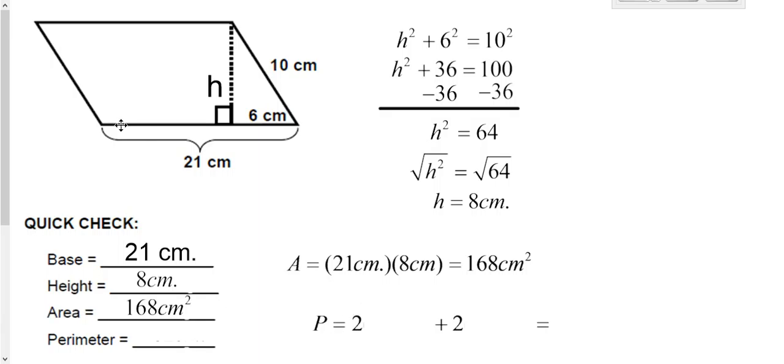The perimeter, 2 times this side, 2 times 21 centimeters, plus 2 times this side, the 10 centimeters, equals 62 centimeters. Now, you know Mr. Yeager makes mistakes once in a while. If you see me making a mistake on any of these numbers, let me know. All right. Pause them anytime you need. Call me over if you need help. Let's check out the next one.